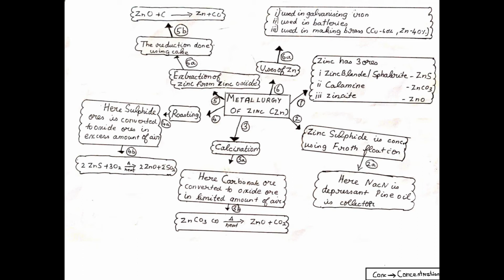Now let us see how zinc is extracted from zinc oxide. The zinc is extracted from zinc oxide by reduction and is done using coke. So ZnO plus C gives rise to Zn plus CO. Coke is nothing but raw carbon. Now let's see some uses of zinc. It is used in galvanizing iron, used in batteries, used in making brass, as in the composition is copper 60% and zinc 40%. Now let us see the 1 mark questions.